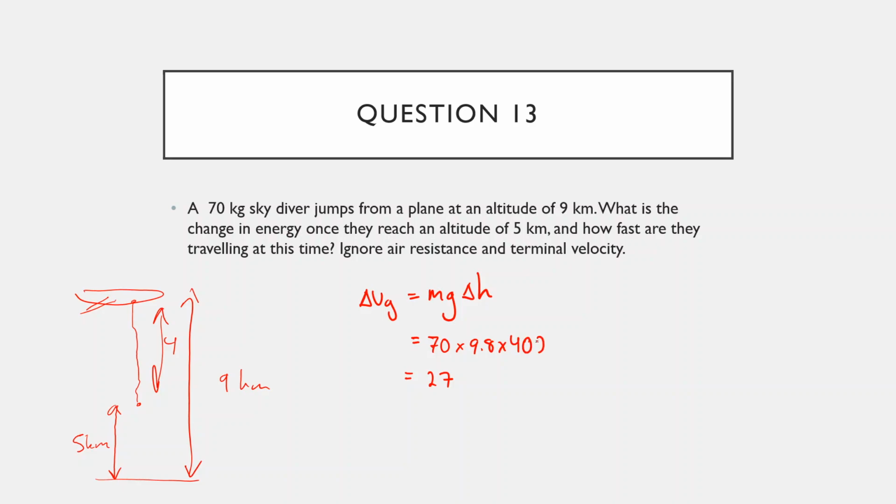4,000. So we're talking about meters. So it'd be 2,744,000 joules. All right. Cool. So that's their change in gravitational potential energy.